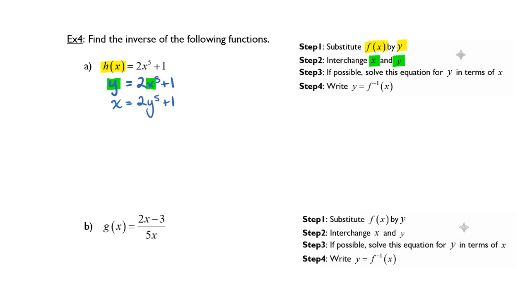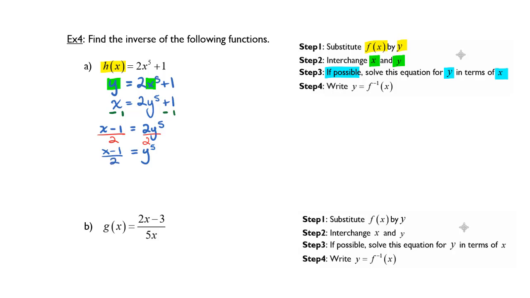Next, we need to solve for y in terms of x. And notice it says if possible. Occasionally we'll run into some that are very difficult to solve for y. But in this case it should work. We can subtract 1 from both sides. And that will give us x minus 1 equals 2y to the fifth. Now we're going to divide both sides by 2. Now we have y to the fifth equals x minus 1 over 2.